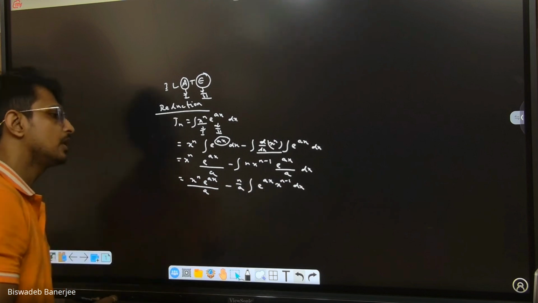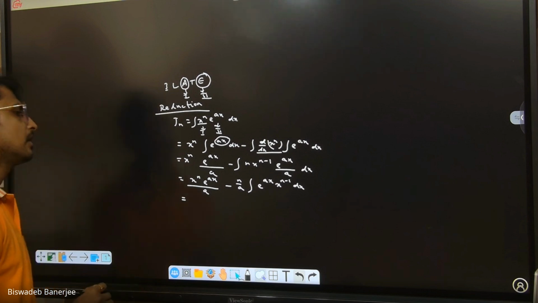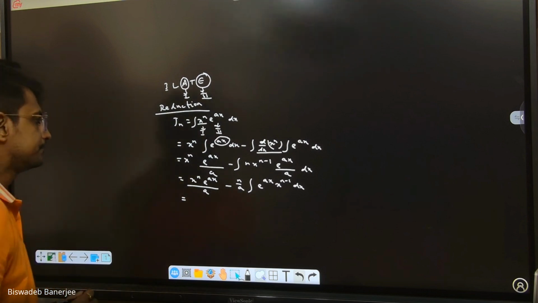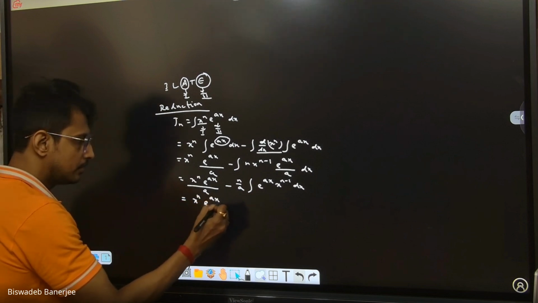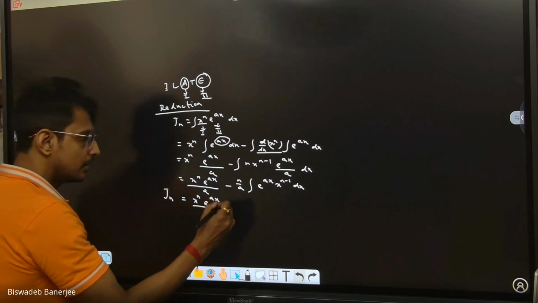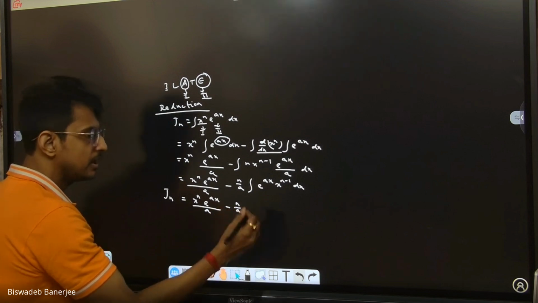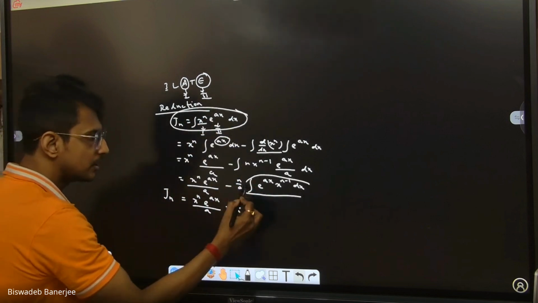Under integration, we are left with this. So my first portion remains as it is. My left hand side is jn, and for right hand side, this is n by a. Now, what about this? Compare this integral with this integral.